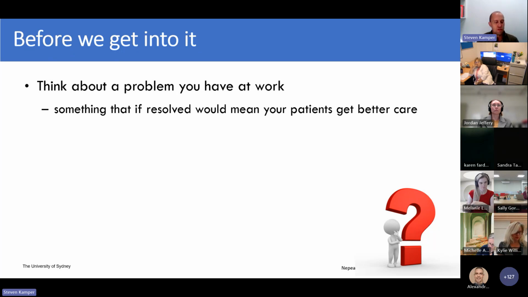It might be that you have a long waiting list, or a certain type of patient you don't know how to diagnose, or it might have something to do with referral pathways, or some lack of clarity around how you should treat a certain patient group. Anything, let your mind go. But something which is really relevant to you, something which matters in your day-to-day work.